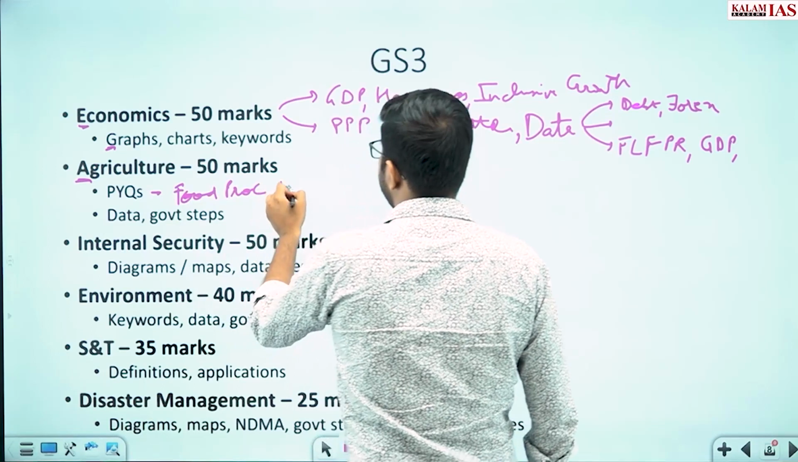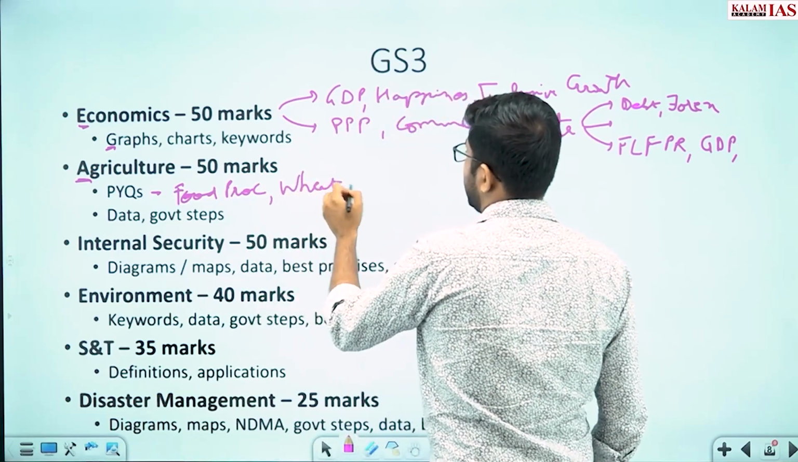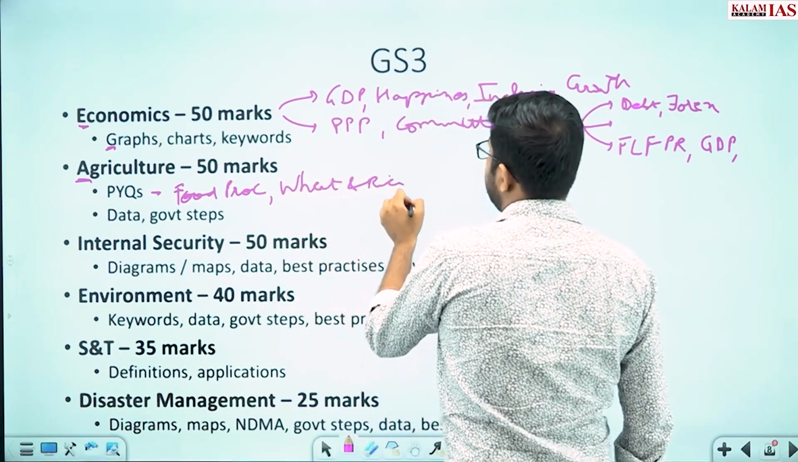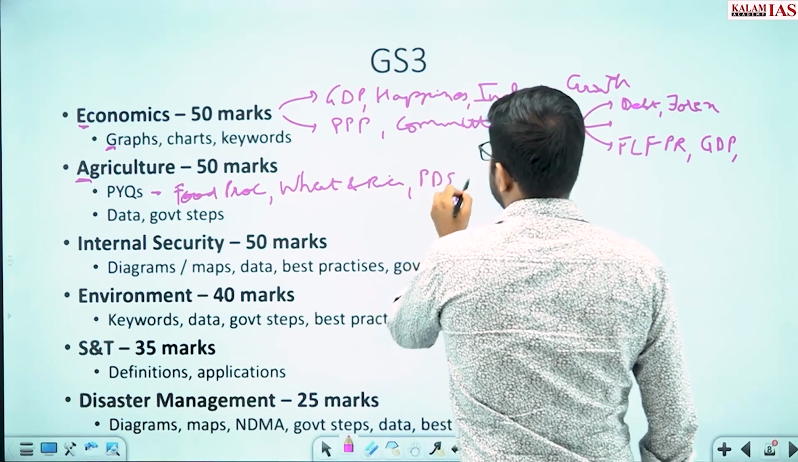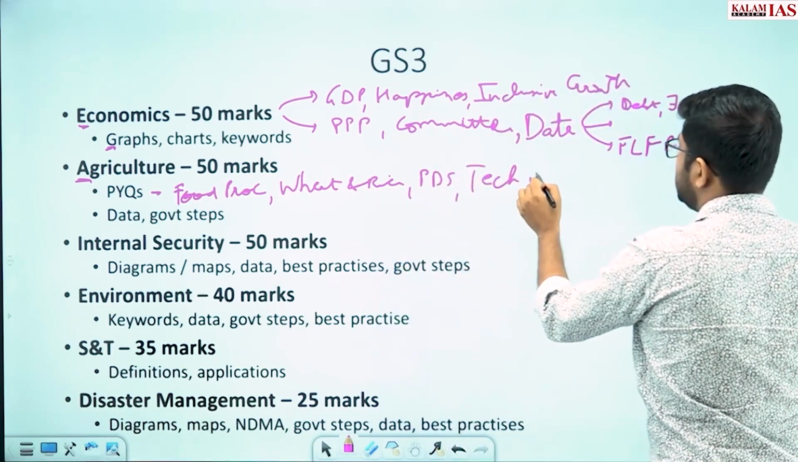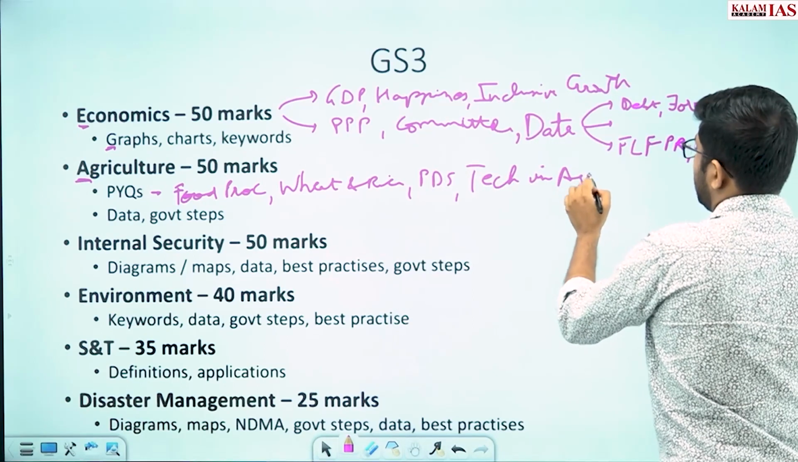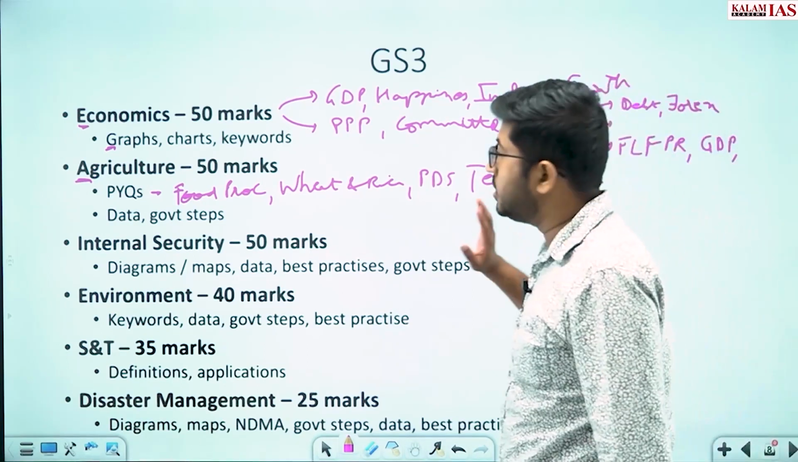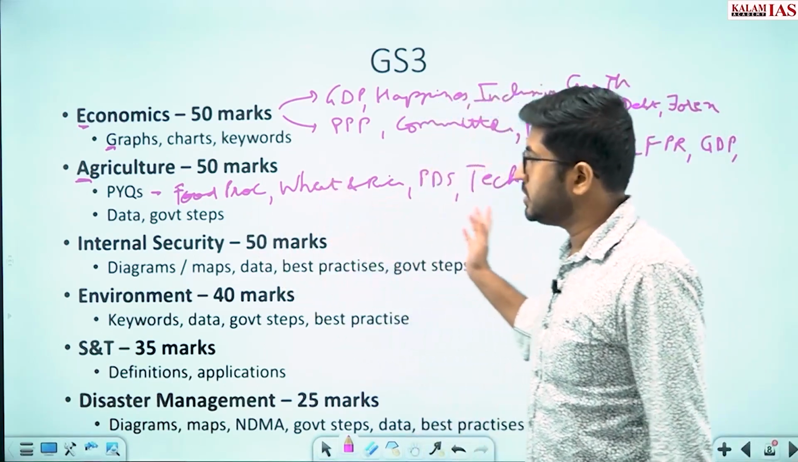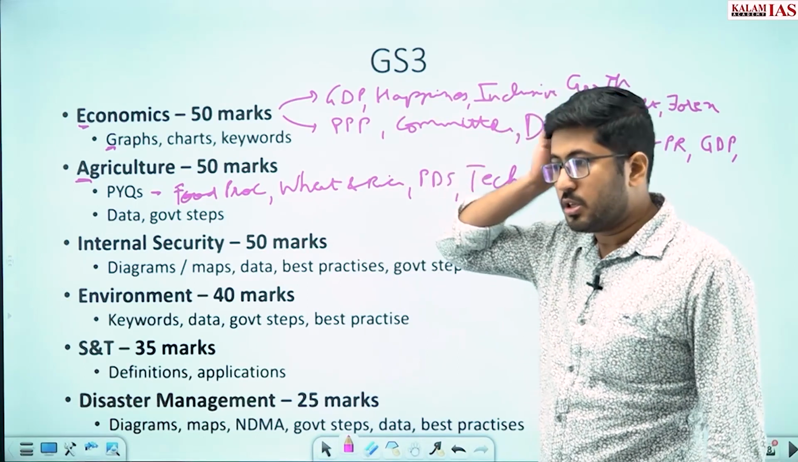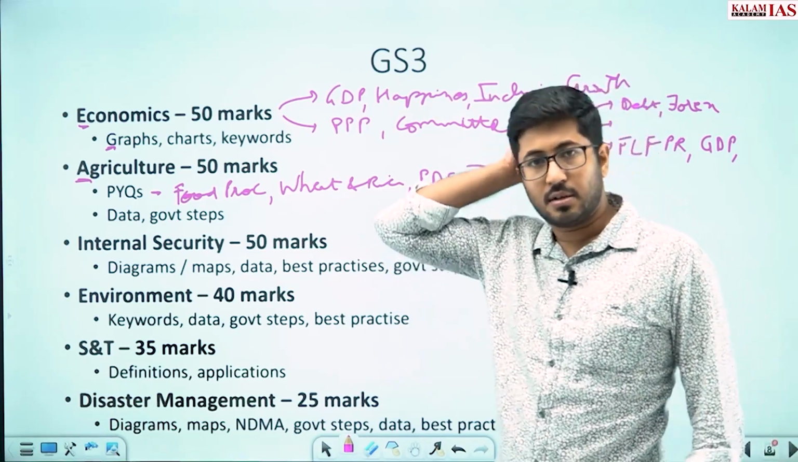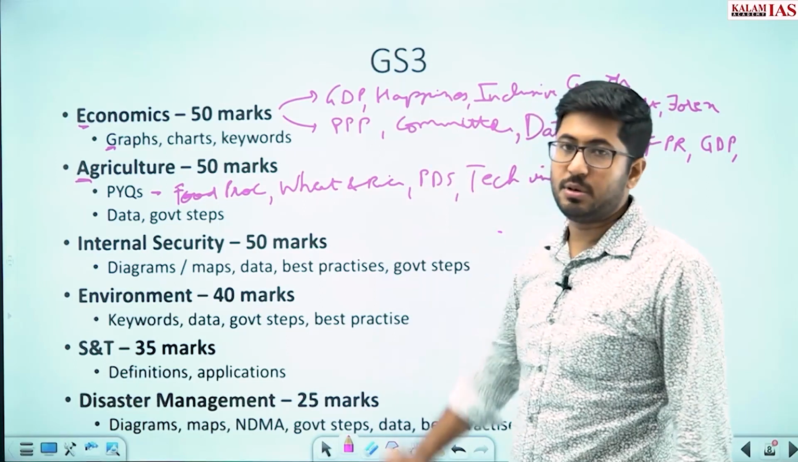Then wheat and rice dilemma of India. Then you have PDS system and some tech in agriculture. So these are very prominent themes. You can expect almost 2 to 3 questions per year from these topics. So you can prepare them well in advance, and again you can analyze them using PYQs.